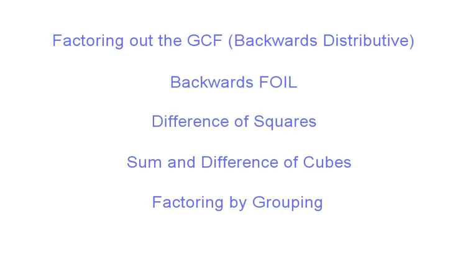Hi there. I've gotten some emails from some of you asking questions about factoring, so I thought I would just make a quick video and go through the different factoring methods that we've had. We started with backwards distributive, then we did backwards FOIL on trinomials, and then we also did the difference of squares, the difference of cubes, and the sum of cubes. We finished by doing factoring by grouping.